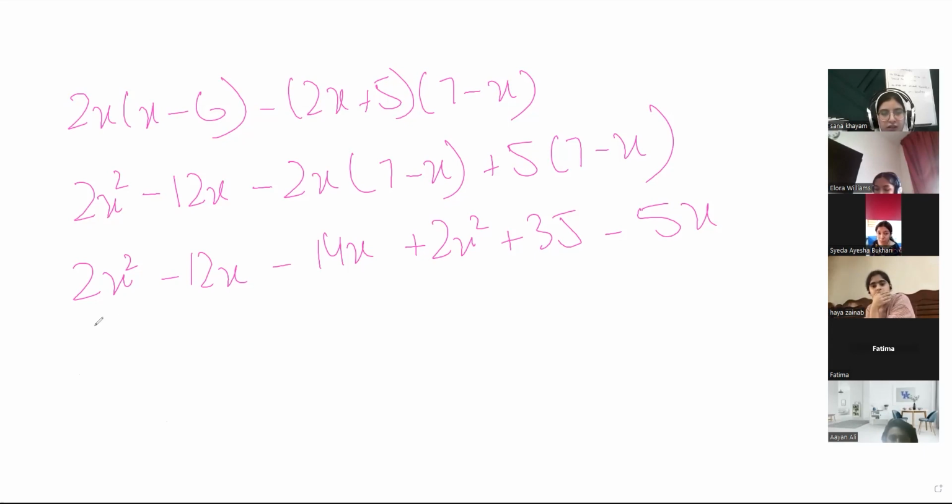How many x square values do we have? We have 1 over here and we have 1 over here. So it's going to become 4x square minus 5x, 19x, and then 12x. Add them up and tell me the answer.